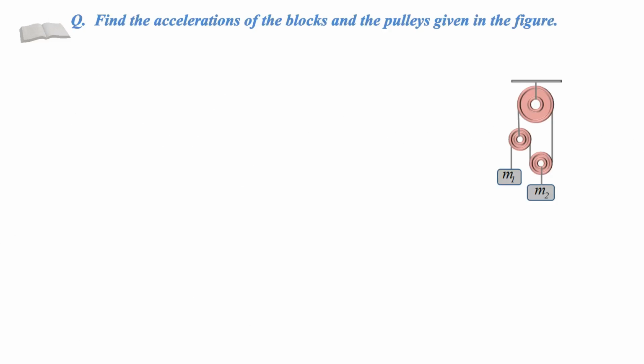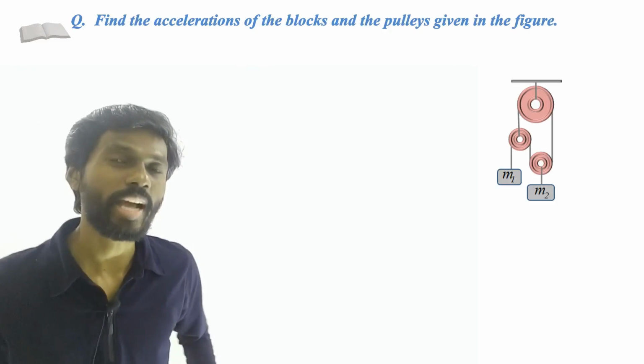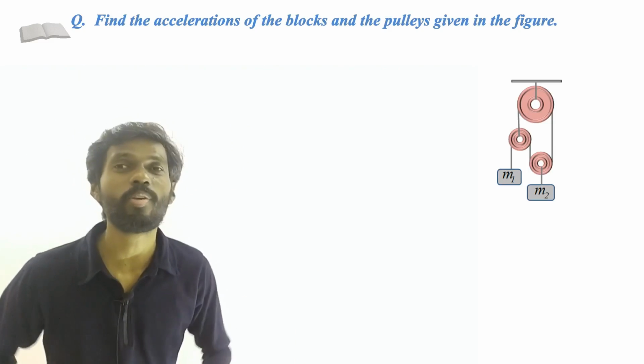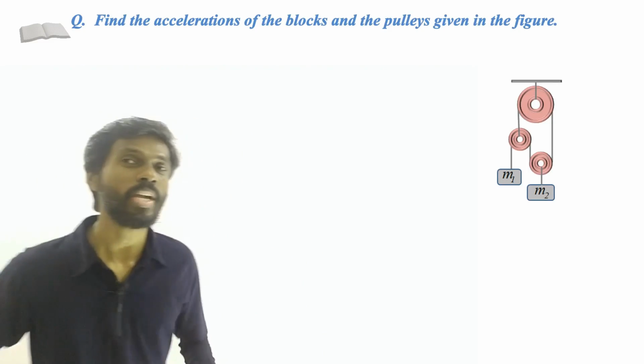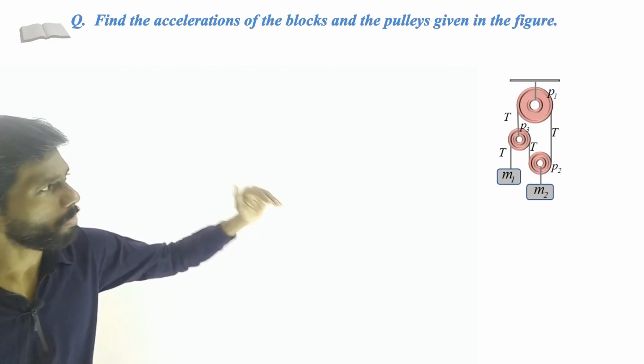Find the accelerations of the blocks and the pulleys given in the figure. Here also we have 3 pulleys, 2 of which are moving pulleys and 1 is a fixed pulley. We have to find the accelerations of these pulleys and also the blocks. Now here these pulleys are named P1, P2, P3.